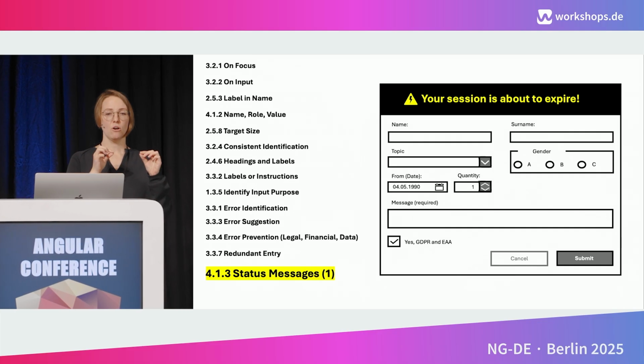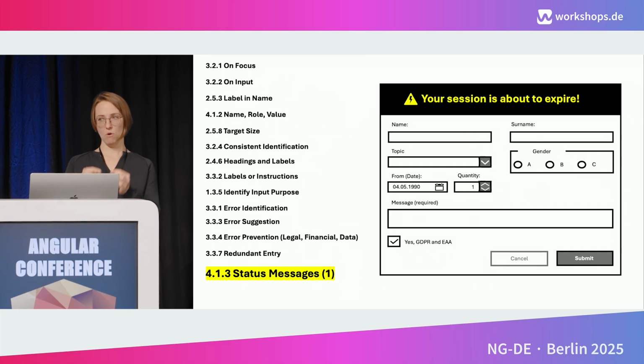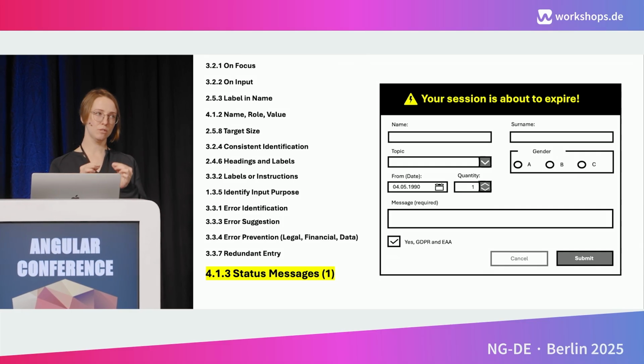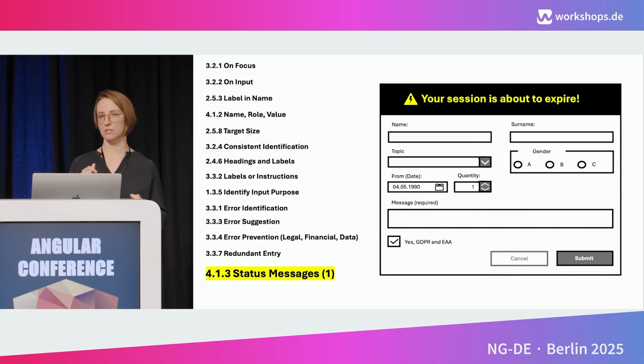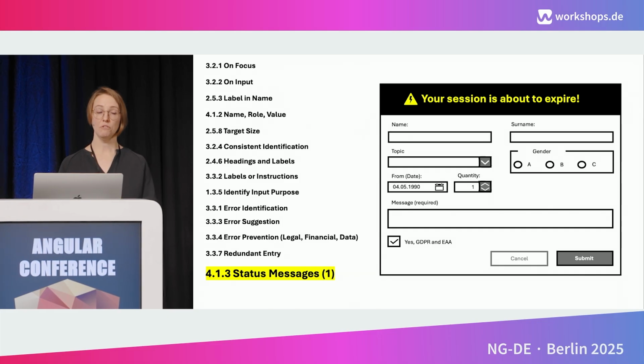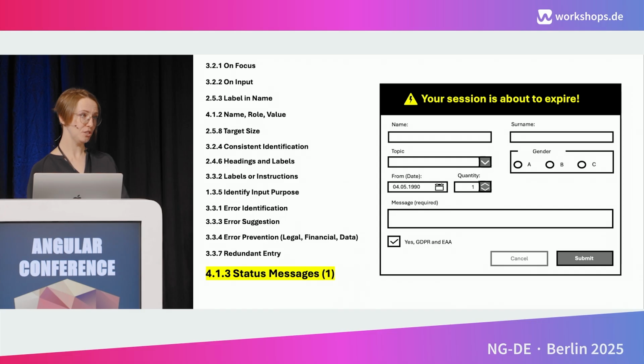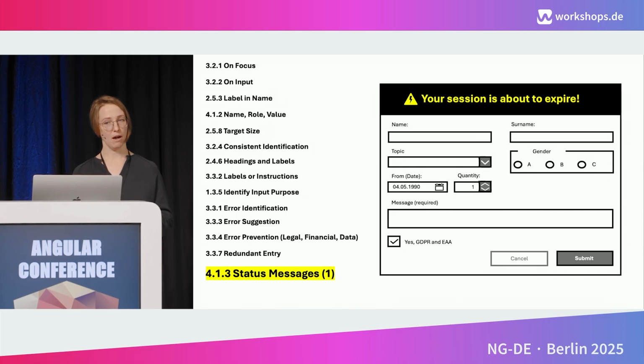Screen readers will announce only the things that are focused at the moment, so blind users might not get this information, and we have to make sure that this information is announced programmatically. For this, we might need live regions. It's again something which comes from ARIA.